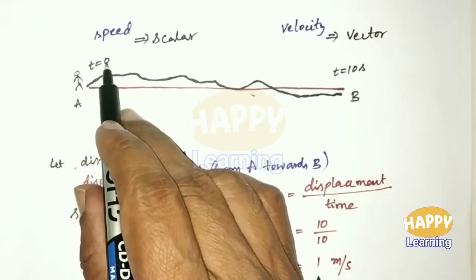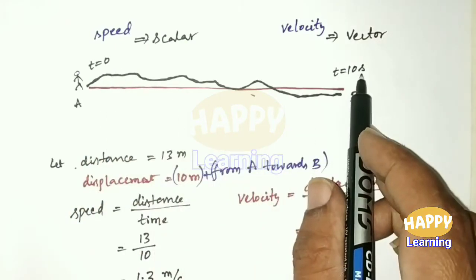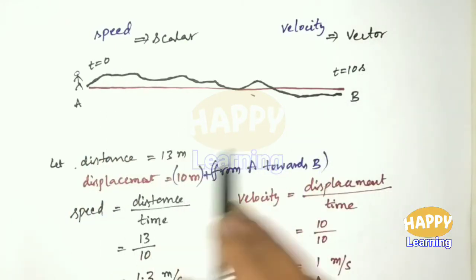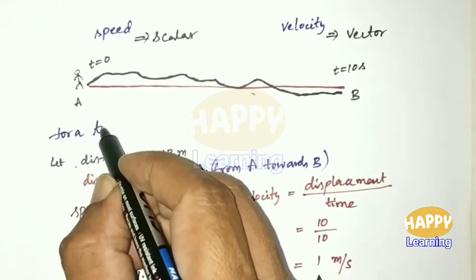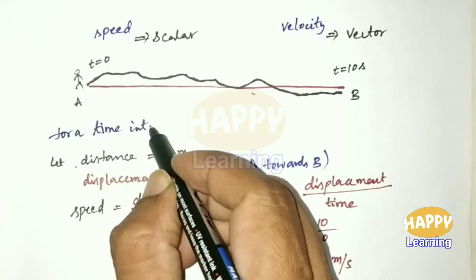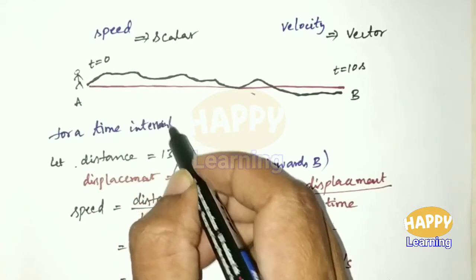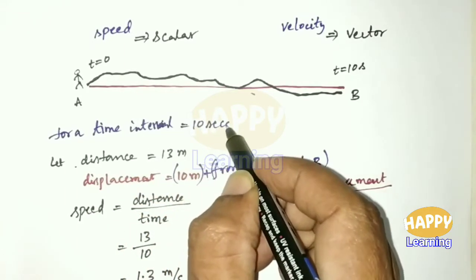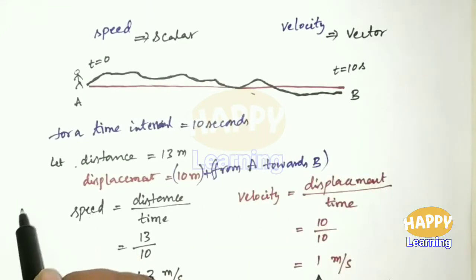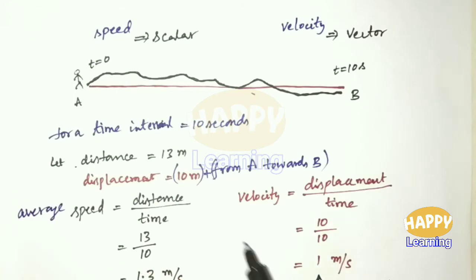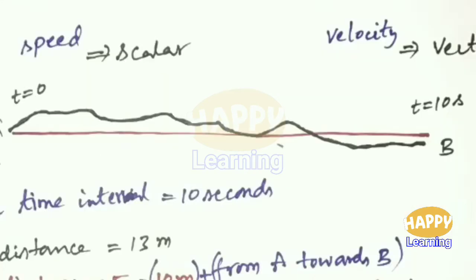From t equal to 0 to t equal to 10 seconds. Therefore, this is all calculated for a time period, or you can say time interval of 10 seconds. We have calculated the speed for 10 seconds. This is average speed, and similarly this is the average velocity. So for a time interval, if you calculate, that is called average speed and average velocity.